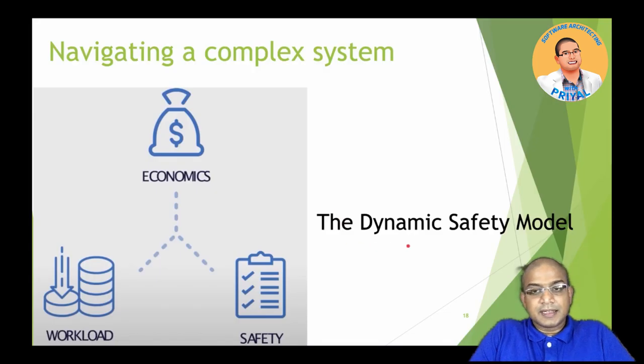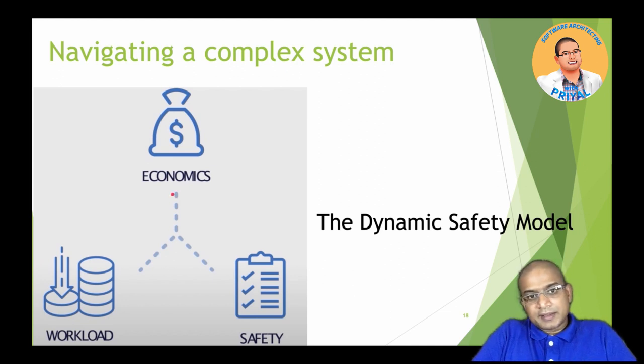There's another nice framework that you can use to define a complex system. That is called the dynamic safety model. In every complex system, you need to negotiate three main components: the economics, the workload, and the safety. You can assume that all these three components are tied together using a rubber band.